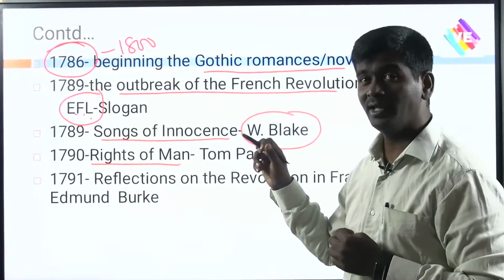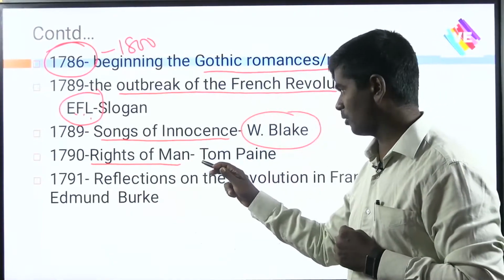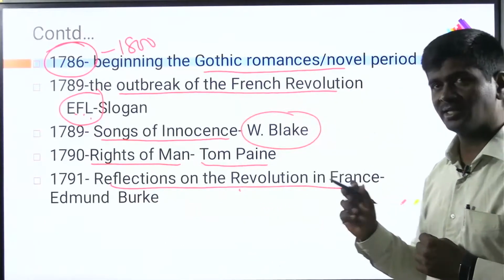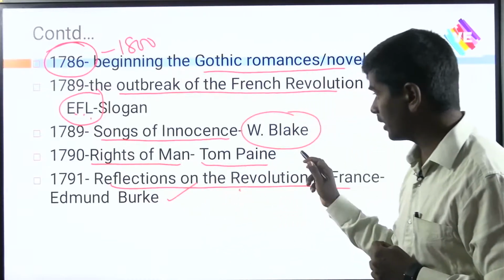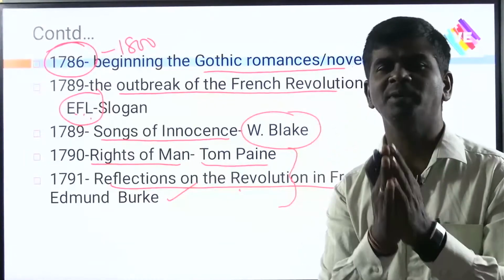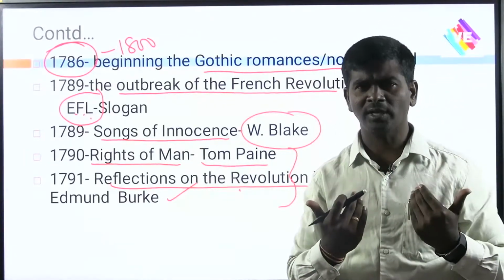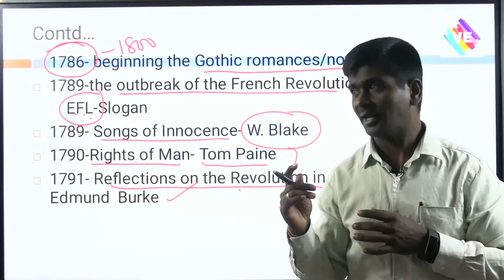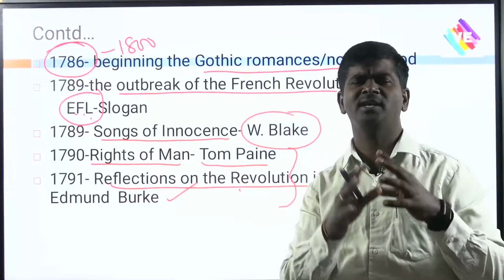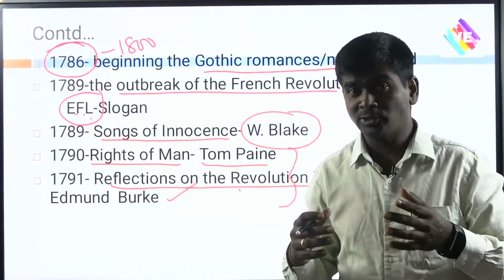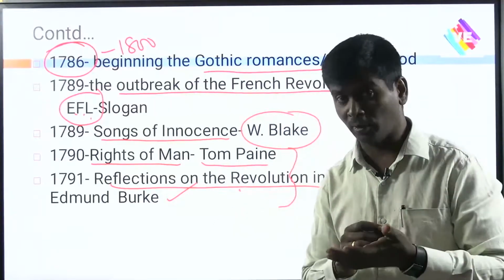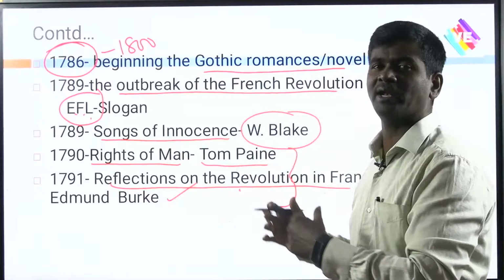This also deals with the French Revolution, written by Tom Paine. Very, very important. Reflections on the Revolution in France is written by Edmund Burke. These two are political and philosophical essays which influenced people, not completely with regard to English literature, but Rights of Man and Reflections on the Revolution in France, by Tom Paine and Edmund Burke, influenced a number of poets, who were influenced by the ideals of the French Revolution and wrote a lot of literature mainly during the Romantic period.